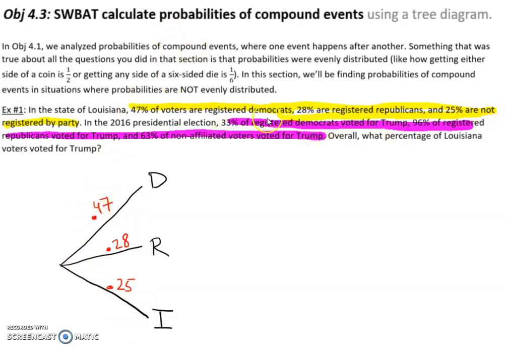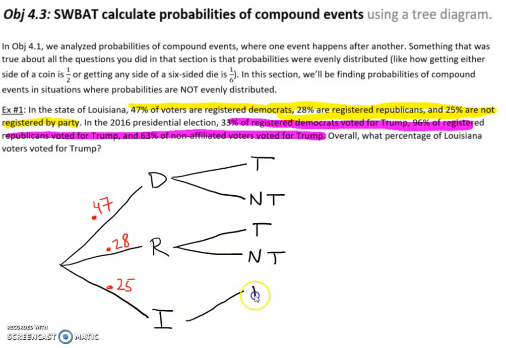Then they tell us that each of these three situations could have voted for Trump or not Trump. And they gave us percentages for that too. So if you're a Democrat, you could have either voted for Trump or you could have voted for not Trump. I'll put NT. If you're a Republican, you could have voted for Trump or not Trump. And if you're an independent, you could have voted for Trump or not Trump. So the first branch of the tree diagram had three branches, and then each of those branches has two more branches based on the possible outcomes.